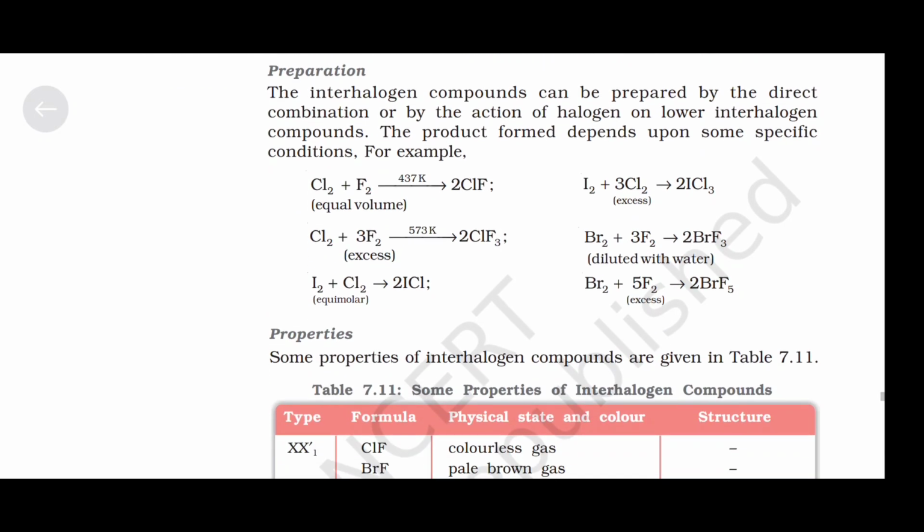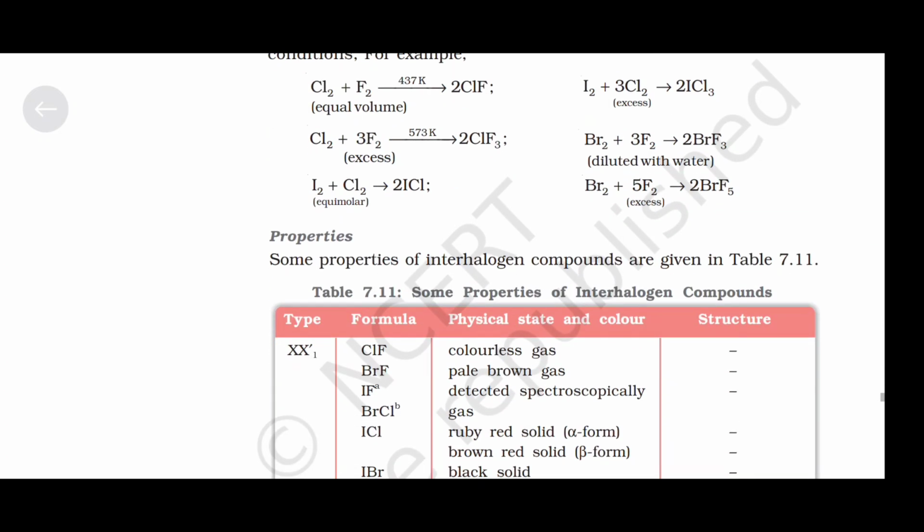Preparation. The interhalogen compounds can be prepared by direct combination or by action of halogen on lower interhalogen compounds. The product formed depends upon some specific conditions. So if chlorine and fluorine react, what will we get? We get chlorine fluoride. Cl2 and F2 reacting, ClF3 can also be obtained. I2 and Cl2 give ICl, ICl3, also BrF3, BrF5. So in this way, by combination, we can get the interhalogen compounds.